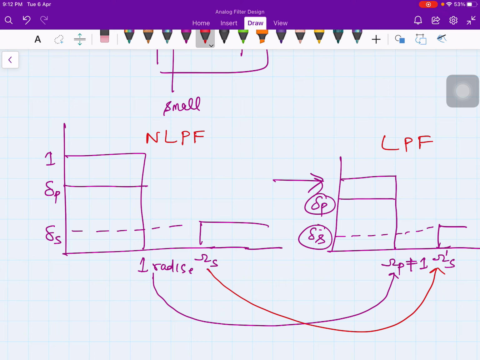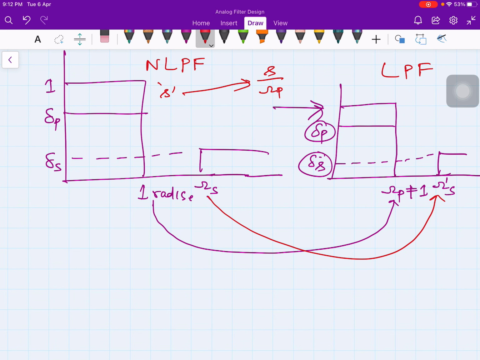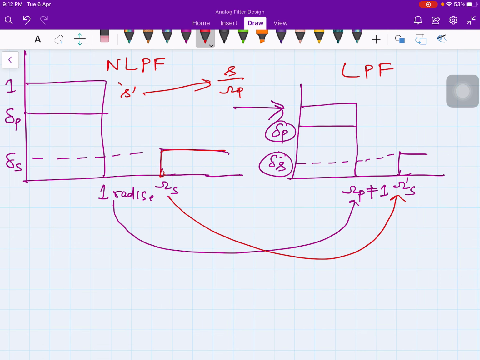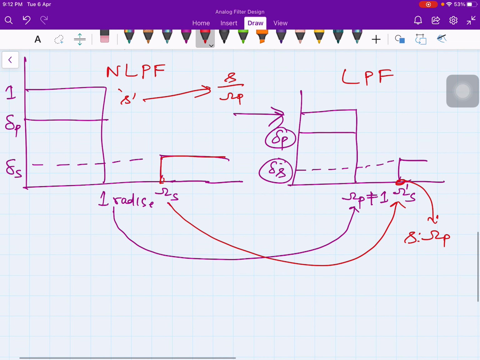That's it. So how do you do this? Here your transfer function is in terms of s, small s. Wherever you see s, that s is replaced by s by omega p. That's it. Very simple transformation. So if I convert this to omega p radians per second, then obviously this stop band will start from omega s multiplied by omega p. So therefore this point is omega p multiplied by s. And this is frequency denormalization. This process is called frequency denormalization.